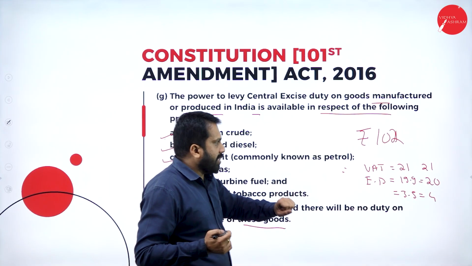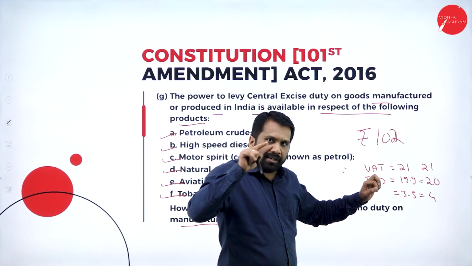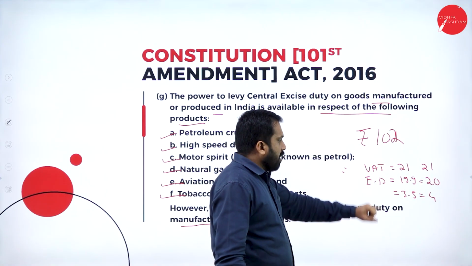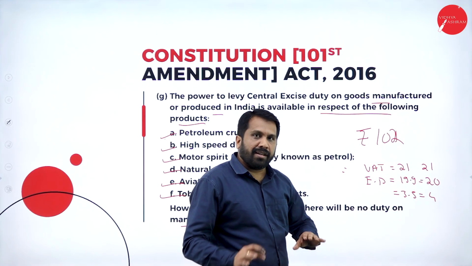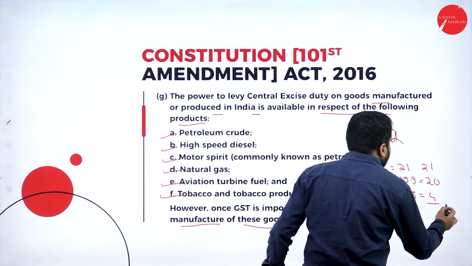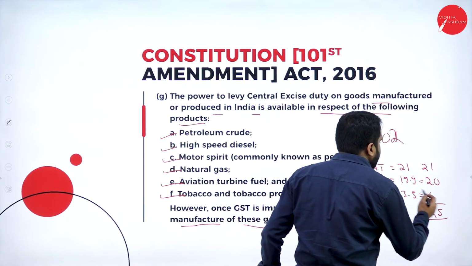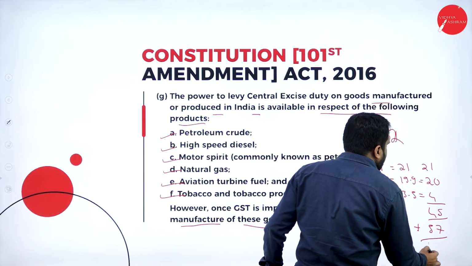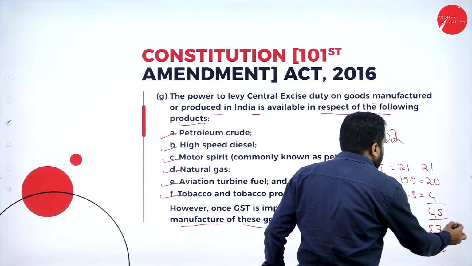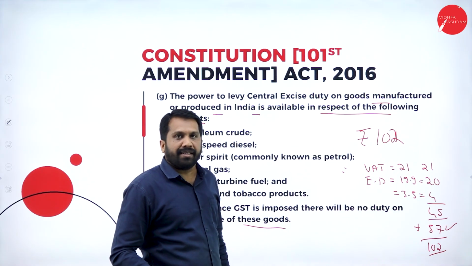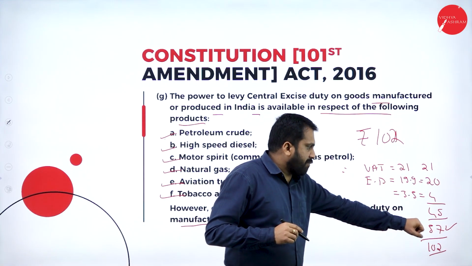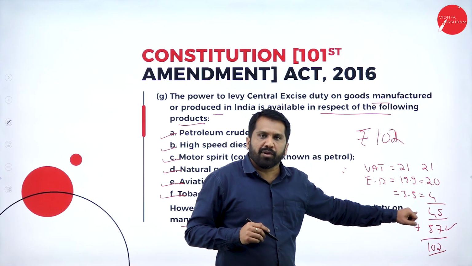Now, assume how much you are paying for VAT: 21. For excise duty: 20. For commission: 4. The total comes around 45. Now see, plus 57, the answer is 102. Now tell me, what is the price of the fuel? Yes, the price of 1 liter of fuel is 57 rupees. Hope you are clear.